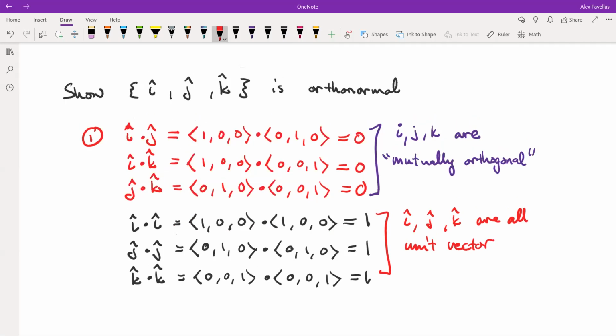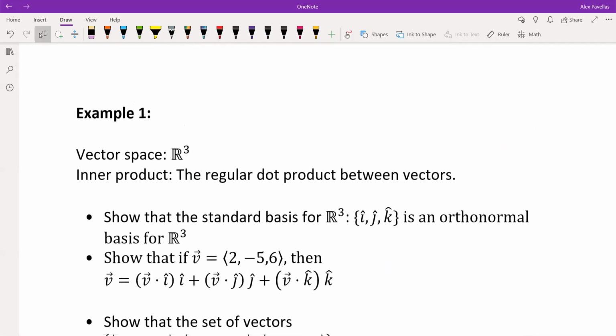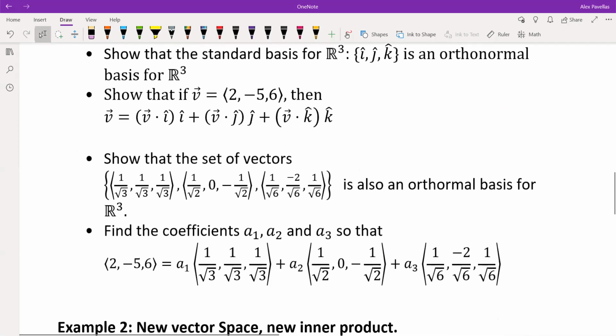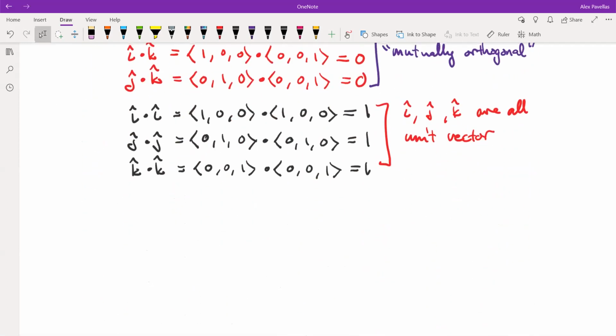Okay, so what was the second part of this? Now that we've shown it's orthonormal, we have this vector here, (2, -5, 6). We want to show that we could rewrite this vector as v dot i times i plus v dot j times j plus v dot k times k. And this just gives us an alternate way of writing it, right? So the v, what was that? It was (2, -5, 6).